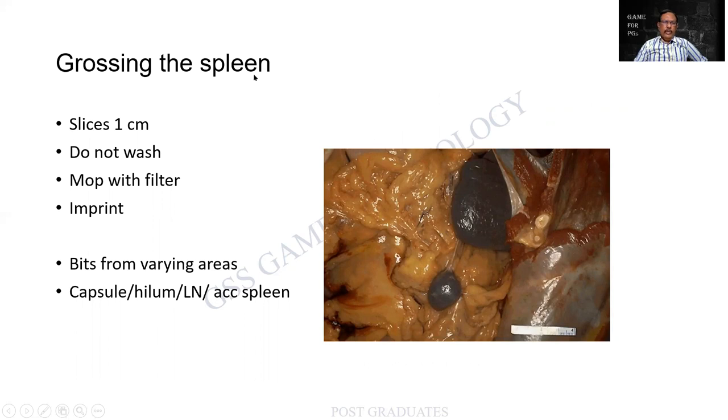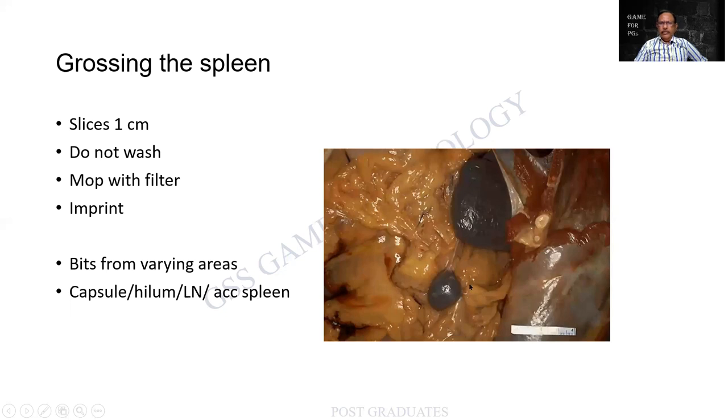And when we do the grossing of any specimen, it has to be cut in slices of 1 centimeter. We are not supposed to wash the specimen, instead we can mop it with filter paper. Sometimes an imprint cytology is advisable. We may get a rare diagnosis even before the processing is over. Bits can be given from the various areas as we had mentioned. Also anatomically from the capsule, the hilum, lymph nodes and accessory spleen.